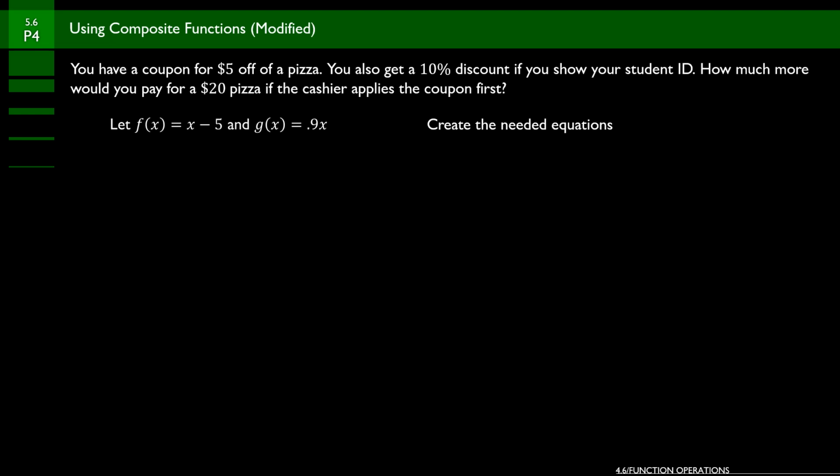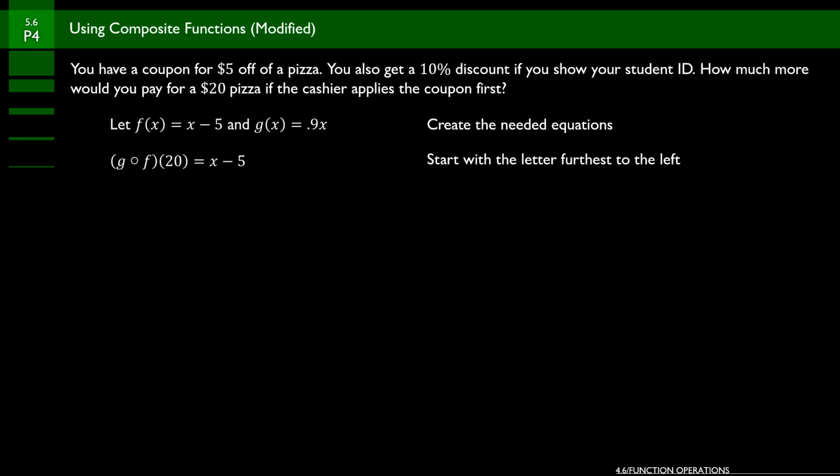g of x is going to be the 10% discount. Another way of saying a 10% discount is saying you're going to pay 90% of the original cost, or 0.9 times the original cost. So g of x is equal to 0.9x. And we're going to do g of f, and we're going to try f of g. And we're going to see which one comes out to be the cheaper price.